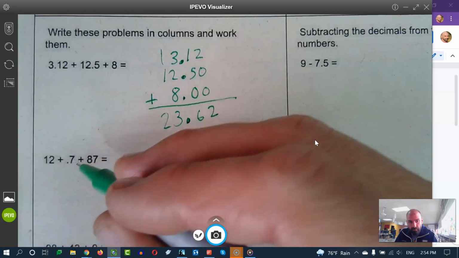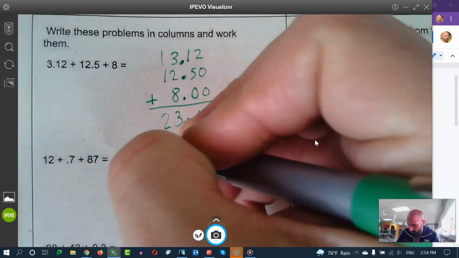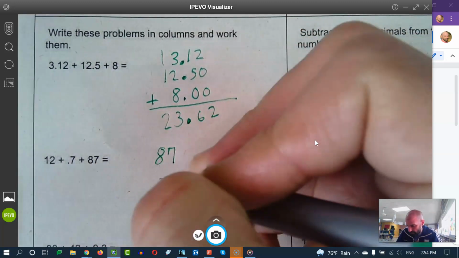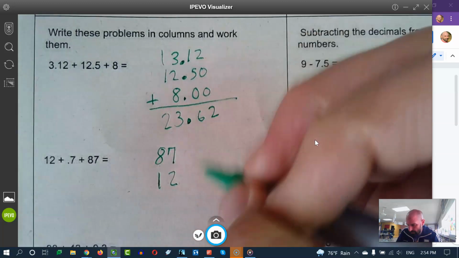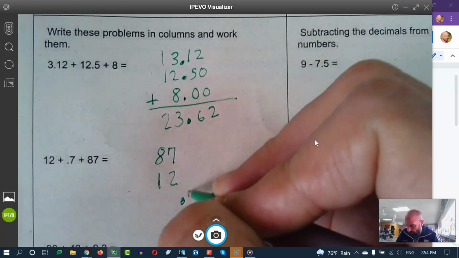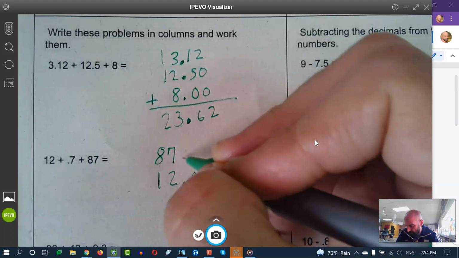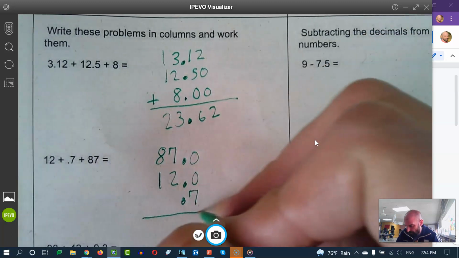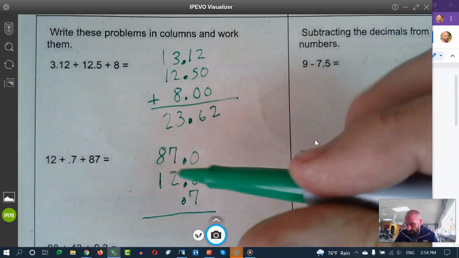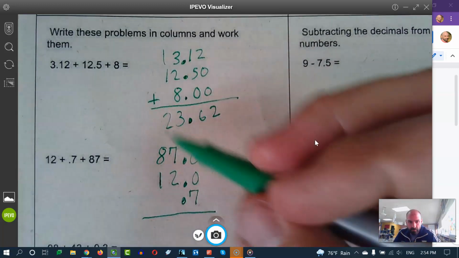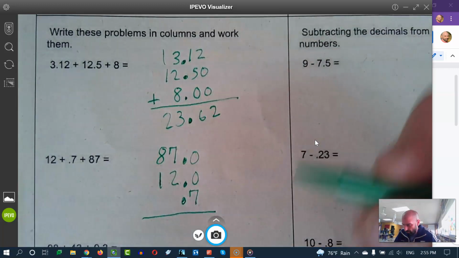Okay, we have 12 plus 7/10ths plus 87. So there are 2 whole numbers. I'm going to write those. I can kind of write them in whatever order I want. And then we have a 7/10ths. So again, if I wanted to show that respect for the place value, what is going to be around 100? Because we have 90 and 10, so around 100.